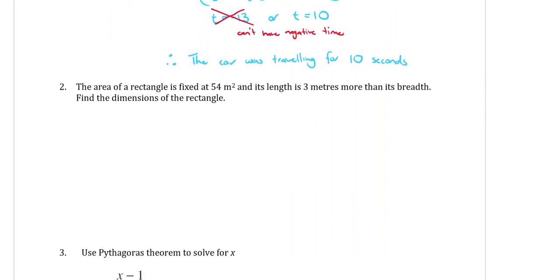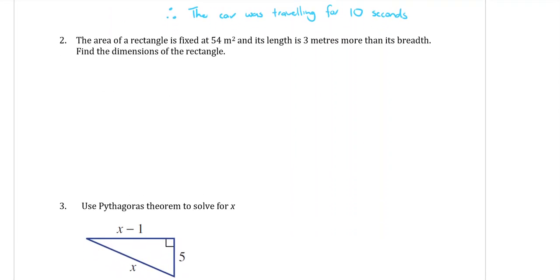The area of a rectangle is fixed at 54 metres squared. Okay, we're talking about a shape, so it's always a good idea to have a diagram. Here is my rectangle. The area is 54 metres squared. Then it says its length is 3 metres more than its breadth. So I'm going to make this side x, and then the other side needs to be 3 longer, so it will be x plus 3.